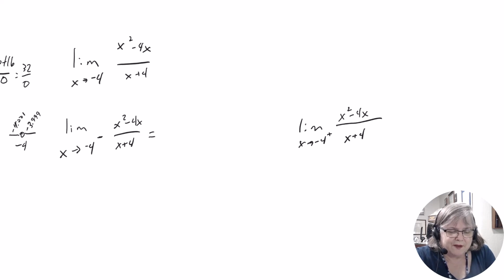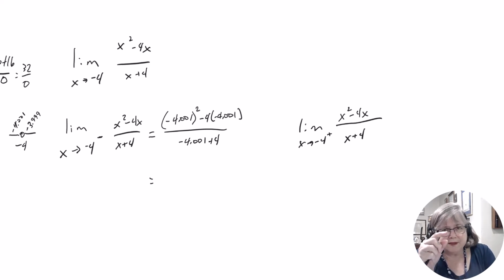So let's talk about to the left. So this would be something like -4.00, and you can pick however many zeros you want here. Just don't pick something like -5 or -4.5. Get really close to -4. So we have -4.001 squared minus 4 times -4.001 over -4.001 plus 4. I don't care what the exact number is because this is something that's going to be racing off to infinity. So you don't want to tell me like 1,000 or 1,242 or whatever. I just need to know if it's running off to positive infinity or negative infinity.